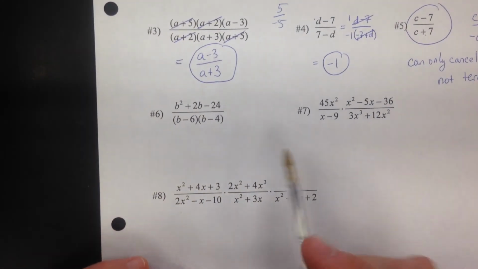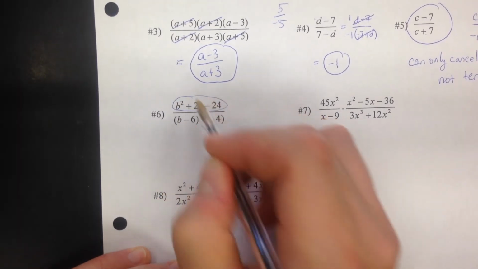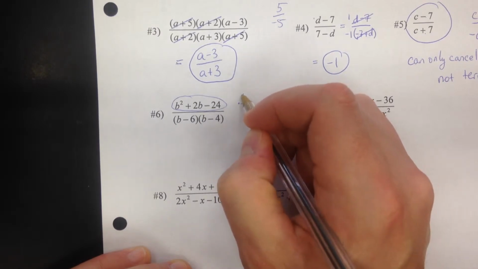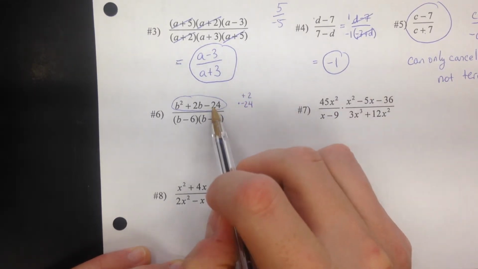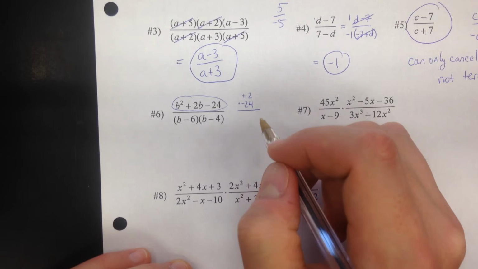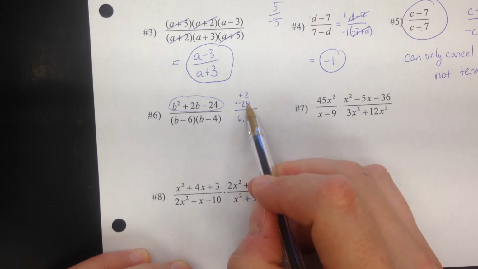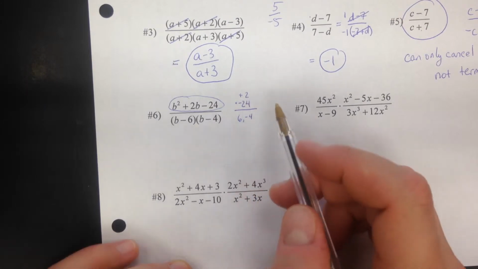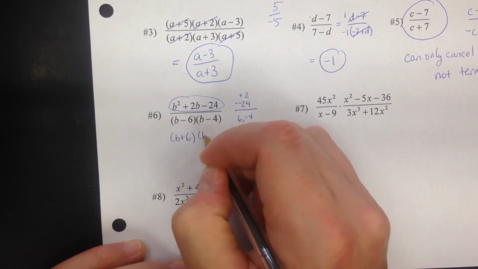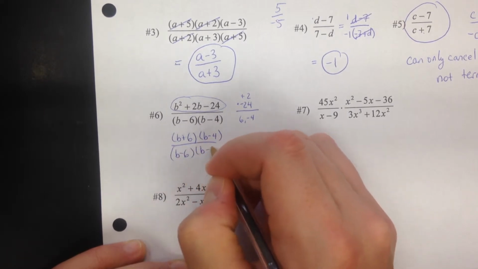Okay, so for number 6, well, I need to factor the top. I'm going to take the numerator and factor that. Now what I'm thinking here is two numbers that multiply to negative 24 that add up to positive 2. Multiply to the constant and add up to the middle term. And my winner is going to be positive 6, negative 4. 6 times negative 4 is negative 24. 6 plus negative 4 is 2. So I'm going to rewrite the numerator: b plus 6 times b minus 4. I'm going to rewrite the denominator. I didn't do anything to it, so I'm just going to copy it.